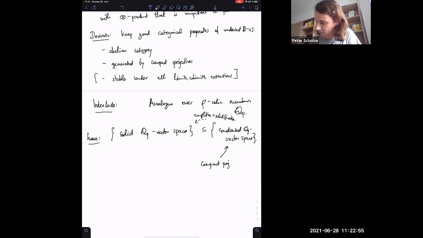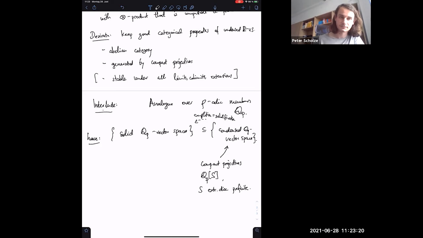So as Dustin mentioned, these categories that we consider are very often generated by compact projective objects, and really those are the ones you have to understand first. And here, it's very general: the compact projectives for any condensed ring, the modules would be just the Q_p adjoint S, where S is one of these extremely disconnected profinite sets. So one of these compact projective condensed sets.